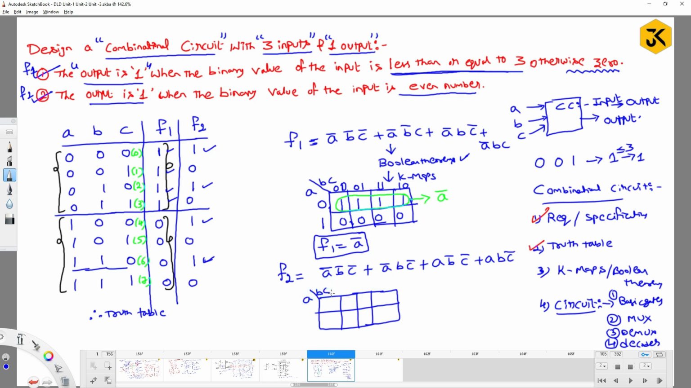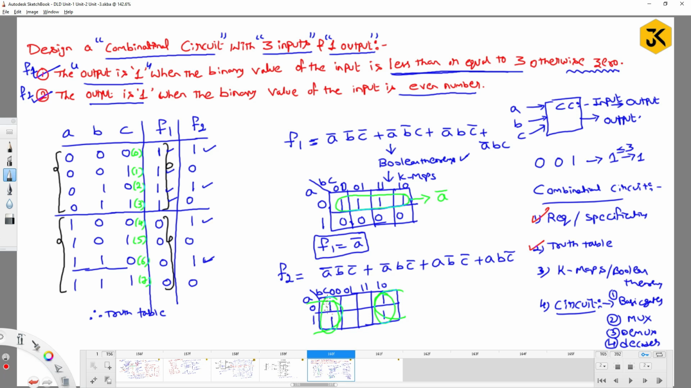A, B, C. So 00, 01, 11, 10, and 0, 1. Whenever I am going to place the values, whenever it is 000, I am going to place a value. Whenever 010, I am going to place a value, and 100, I am going to place a value, and 110, I am going to place a value. Now, what is the maximum subcube possible here, right? What prime implicants are possible? Prime implicants are many, right? This is a prime implicant, this is a prime implicant, and this is one more prime implicant.